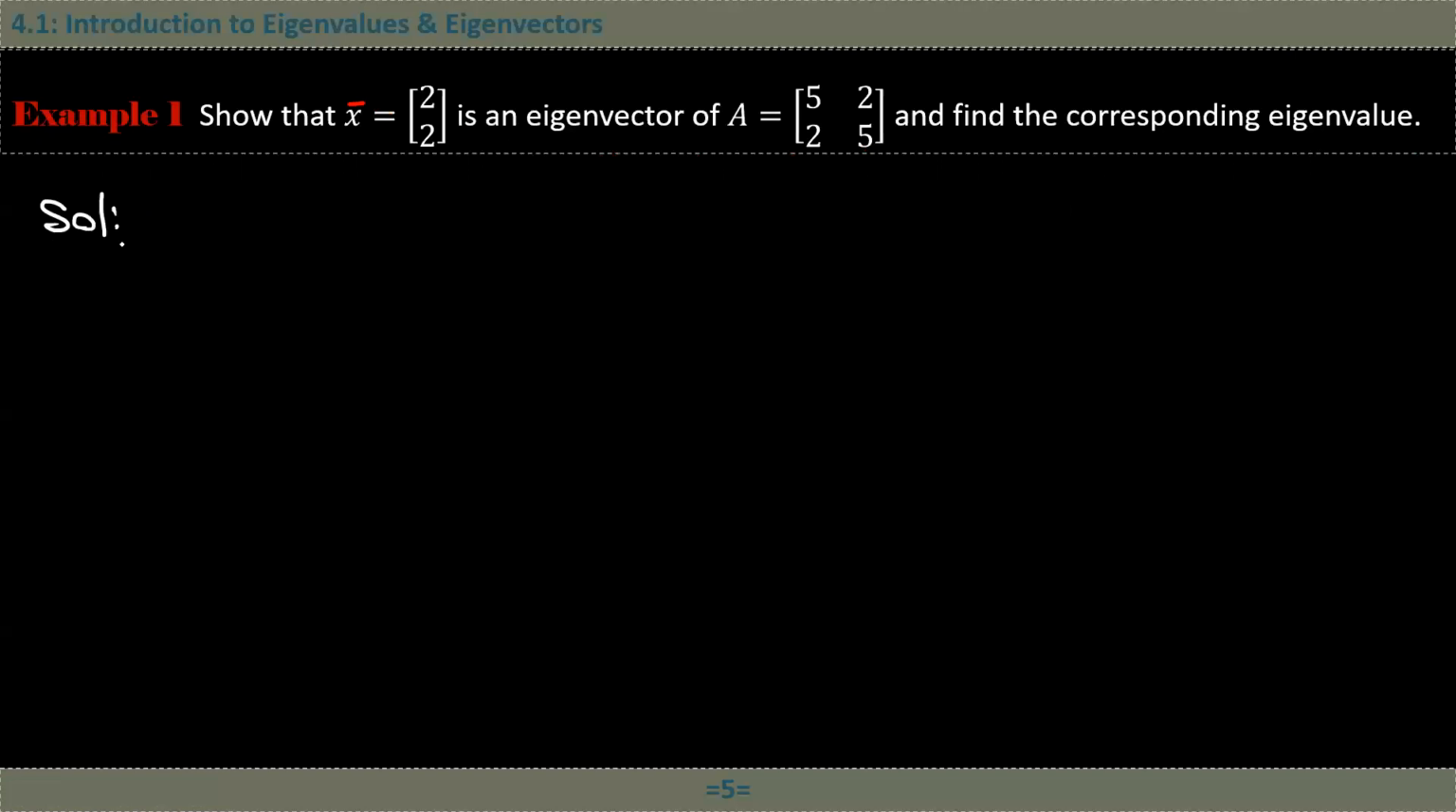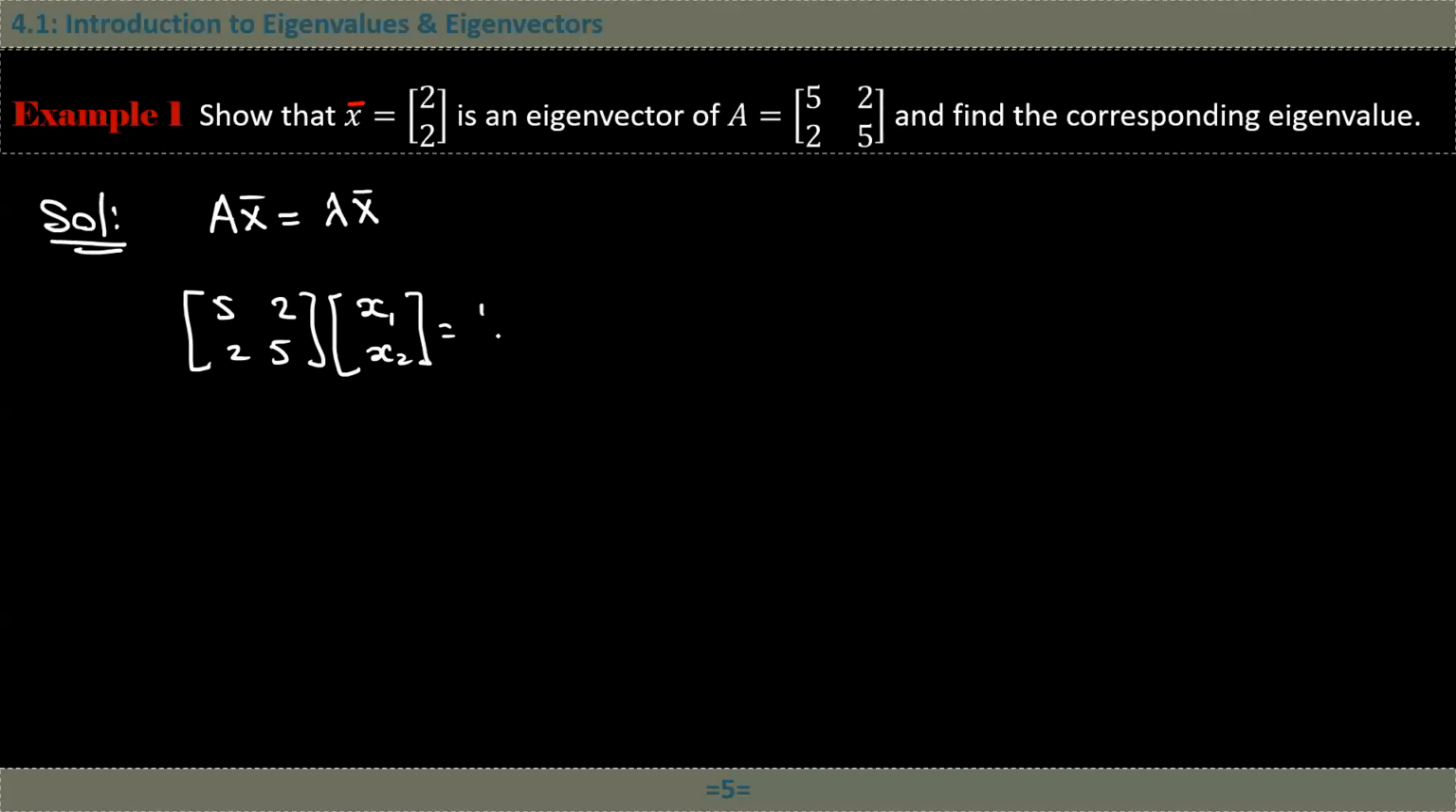Solution. So here we're talking about again this eigenvalue problem, A x equals lambda x. This x and this x are vectors, right? So in this question, A is given. That is, matrix A is 5, 2, 2, 5. And here our vector is x1, x2. And lambda is not given. We are to show that x is an eigenvector of this one. So that means that this thing is equal to some scalar times this vector.